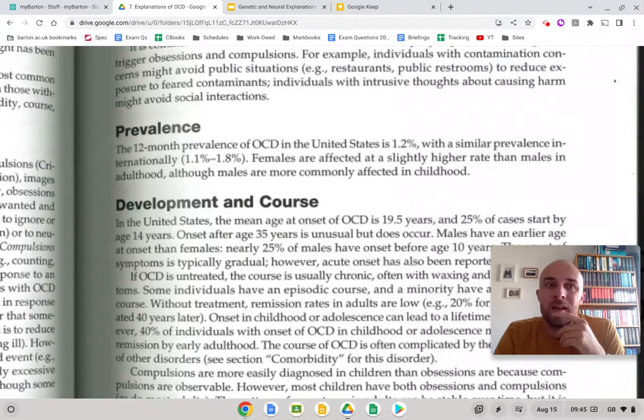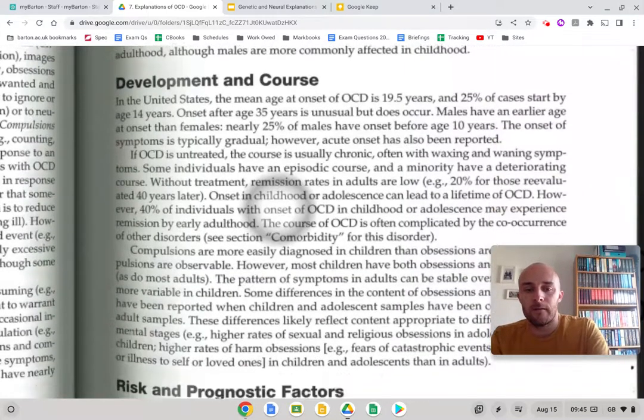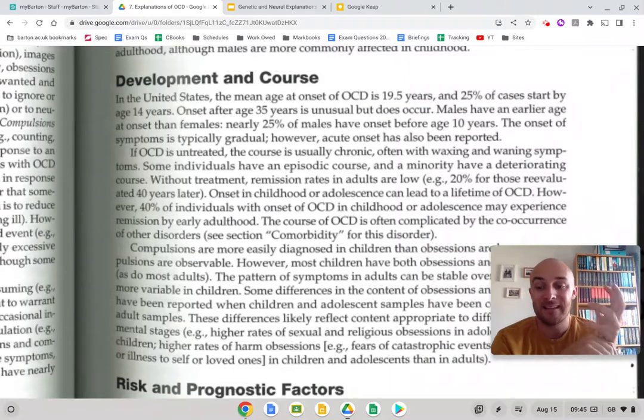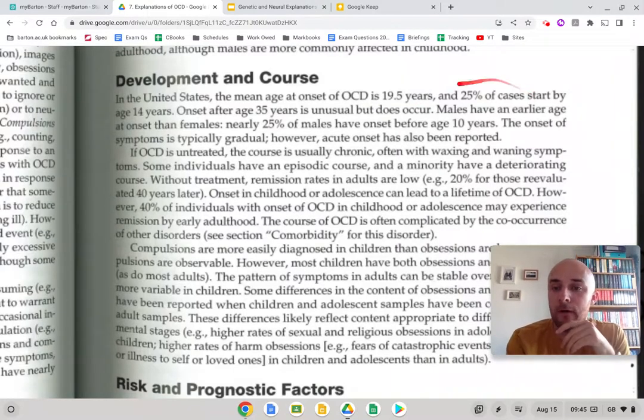have OCD. That is, at the time of filming, roughly speaking, about 80 students at Barton Peveril that will at some point get OCD, but probably pushing 85, maybe 90 in a couple of years. But it's every 12 months, 1.2% of people get it. There's a lot here which I'm not going to go into, but if you have a look, the mean age of the onset of OCD is about 19 and a half years, so late teen years. But 25% of cases have already started by the age of 14.